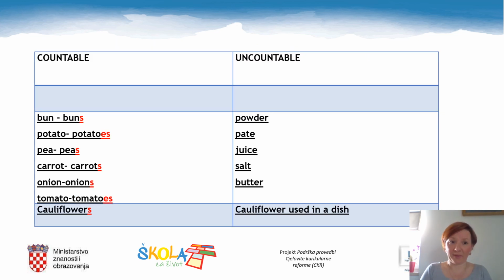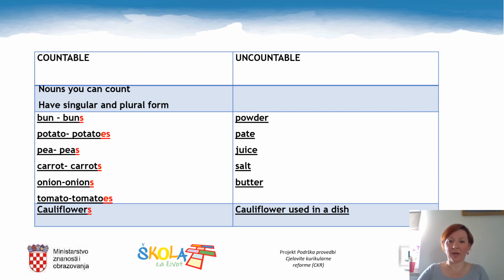Take a look at this table. Countable and uncountable. What is the difference between countable nouns and uncountable nouns? Can you see it? Yes, it's quite obvious, isn't it? Countable nouns have plural form. They can have singular and plural form. Bun, buns, potato, potatoes. You can count them.